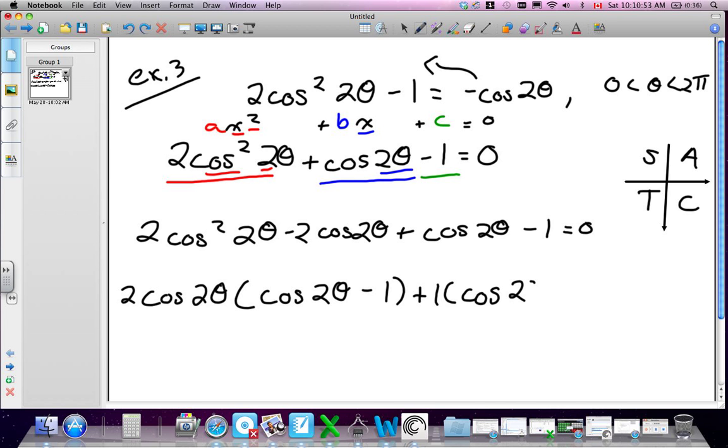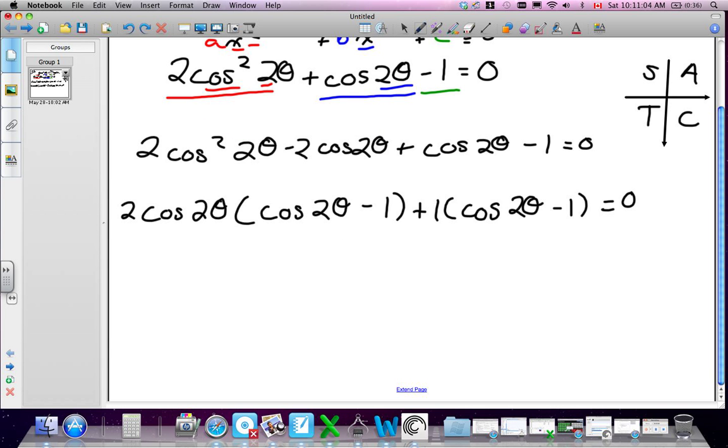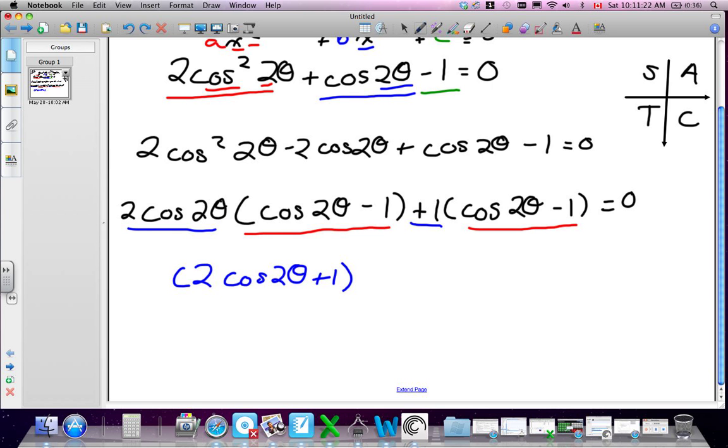Equal 0. And now we can set up our 2 brackets, right? So we have our 2 brackets. One of them says, well, color them. This will be our first one. We'll set that group together. So our first one is 2 cos 2 theta plus 1. And our second set of brackets, since these are the exact same, we can just leave it as 1. Cos 2 theta minus 1 equals 0.